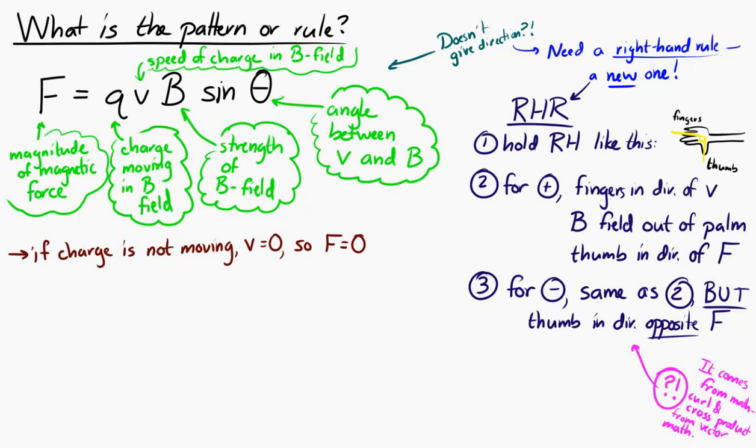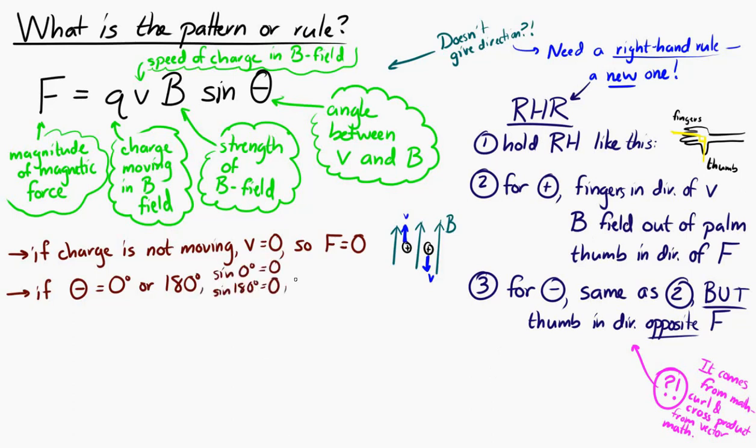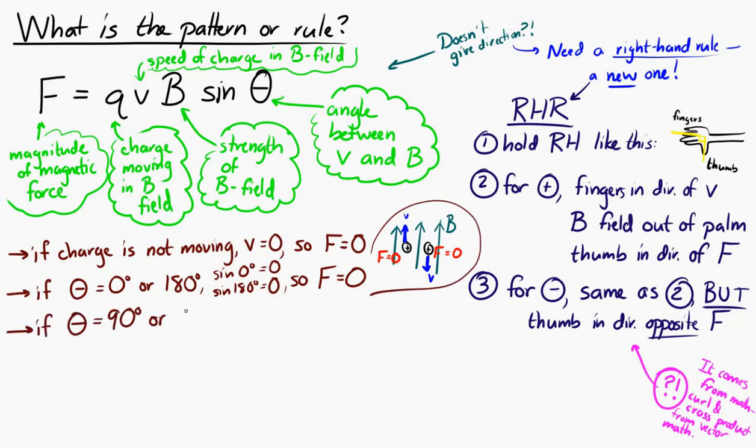So I want you to notice a couple of things. Going back to this equation, notice that if the angle between the velocity and the magnetic field is 0 degrees or 180 degrees, so that would correspond to a situation where the charge is moving in the direction of the field or opposite the direction of the field, well, the sine of 0 degrees and the sine of 180 degrees is 0. So in that situation, there's no force acting on that moving charge. If the angle between the velocity and the magnetic field is 90 degrees or 270 degrees, then that's when you get the maximum amount of magnetic force, because that's when the sine of those angles is equal to 1, which is the maximum value you can get out of sine.